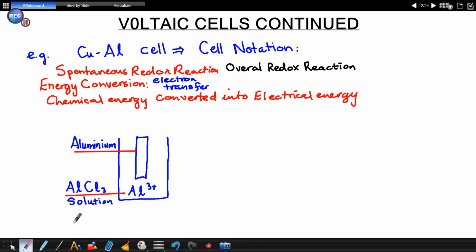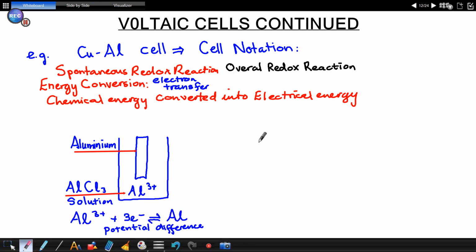So here you have Al3+ wanting to take 3 electrons and making Al atoms, but the reverse reaction is also wanting to take place. Both these reactions want to take place. So there is a potential difference between the solid aluminium and the aluminium ions.